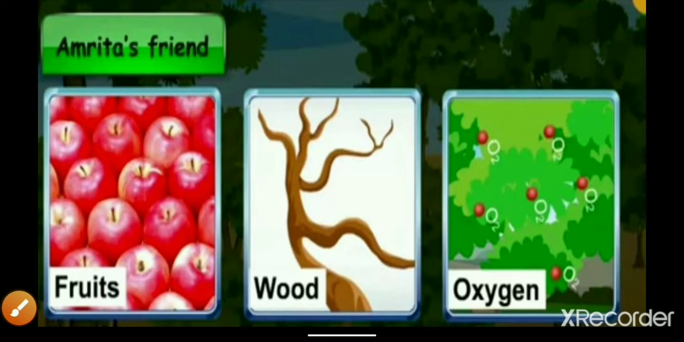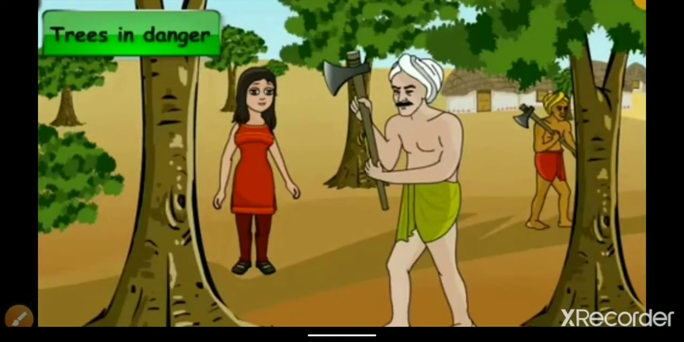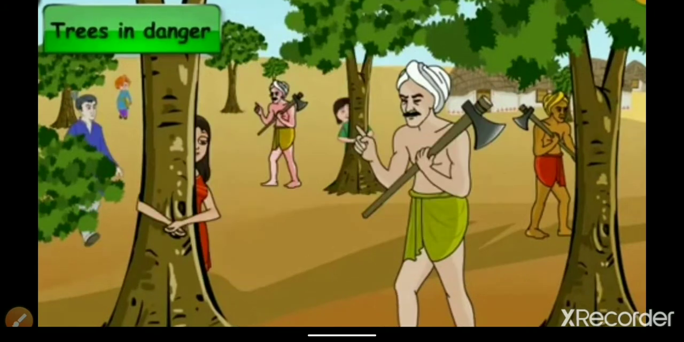Time went by. Amrita was now grown up and one day she went to greet her trees. She saw some strangers in her village. They had axes in their hands. They said that the king had sent them to cut the trees for wood. Wood was needed to build the king's palace. Amrita was shocked. She went near the trees that the men were about to cut. She put her arms around the tree and hugged it tightly. The men shouted at her, but Amrita did not let the trees be cut.